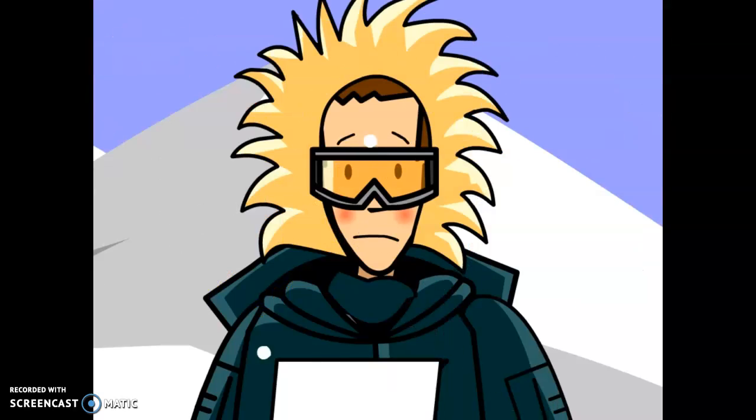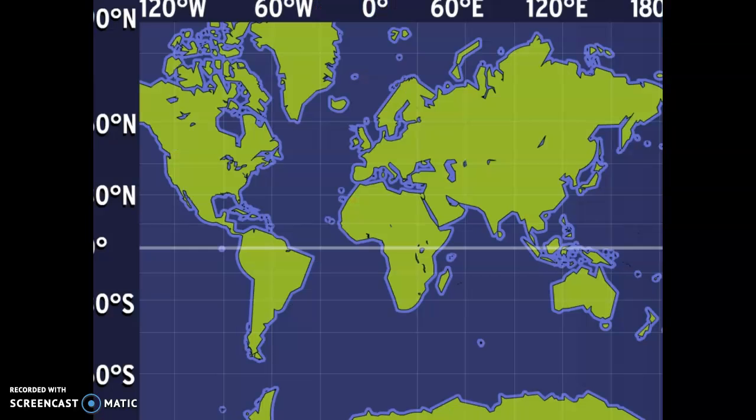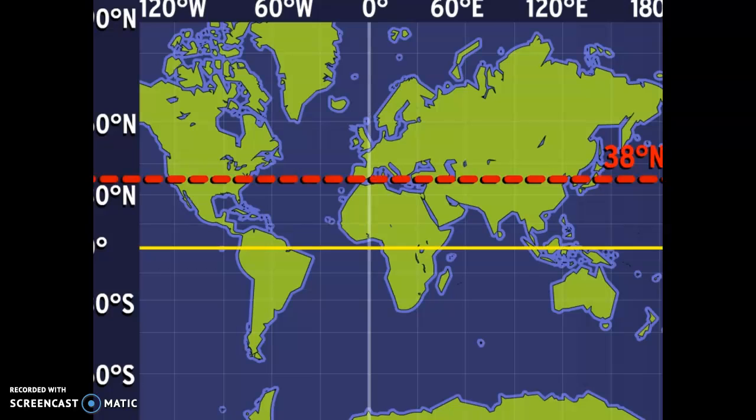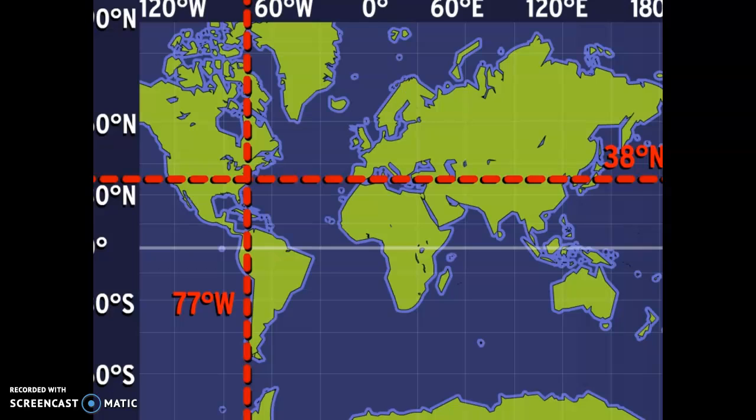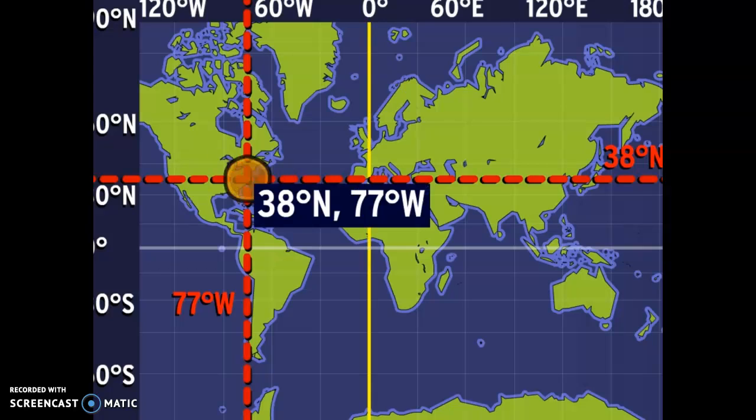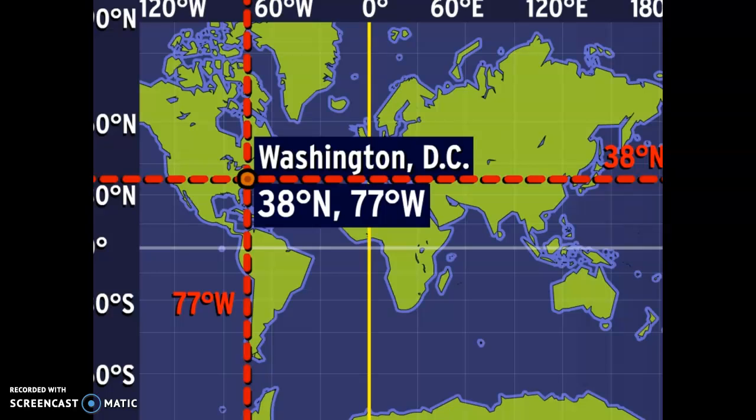Hey, let's map something. If you are located at 38 degrees north of the equator and 77 degrees west of the prime meridian, you are said to be at 38 degrees north, 77 degrees west. You write that like this. By the way, that's just about the location of Washington, D.C., but not exactly.